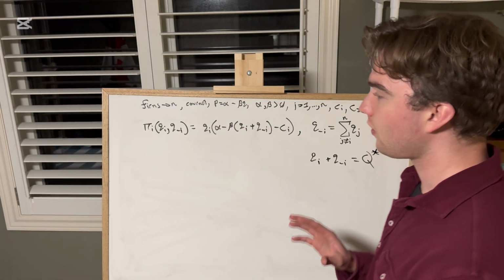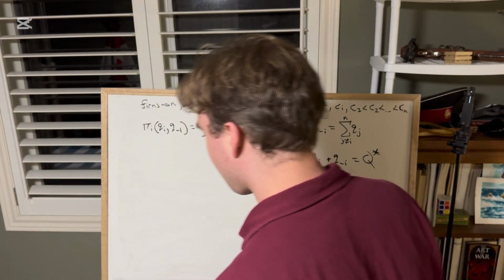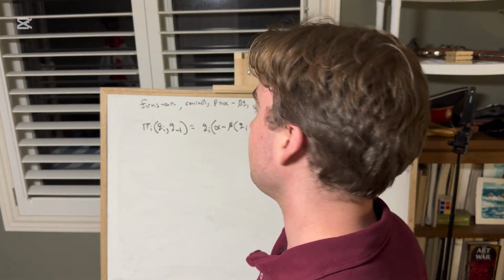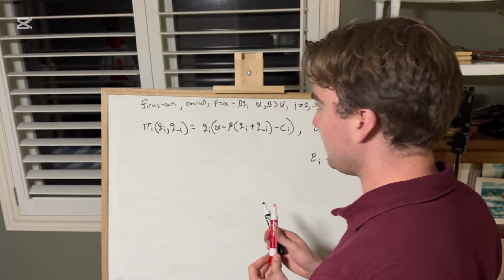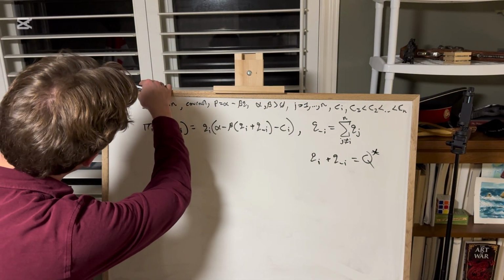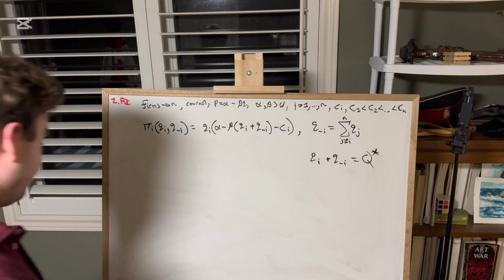Right now, our step 1, I'm already done step 1 here. Well, I guess step 1 would be build your profit function, but that's pretty easy. So I guess your real step 1 is the FOC, doing your first order condition.